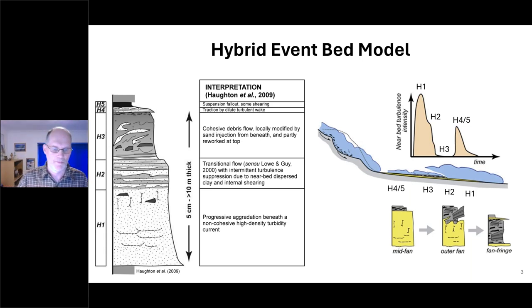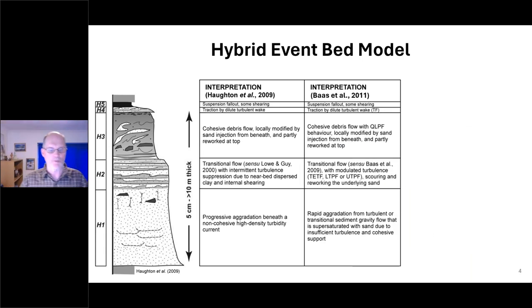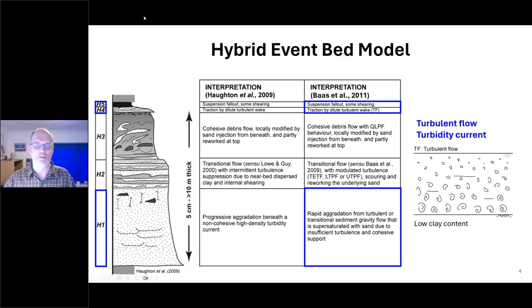Now, in 2011, it was proposed that transitional flow behavior can be used to explain some of the properties of hybrid event beds. As in the original model, H1 and H4 and 5 were associated with turbulent flows, with turbidity currents, although the sandy H1 division can also be formed by a transitional flow supersaturated with sand.